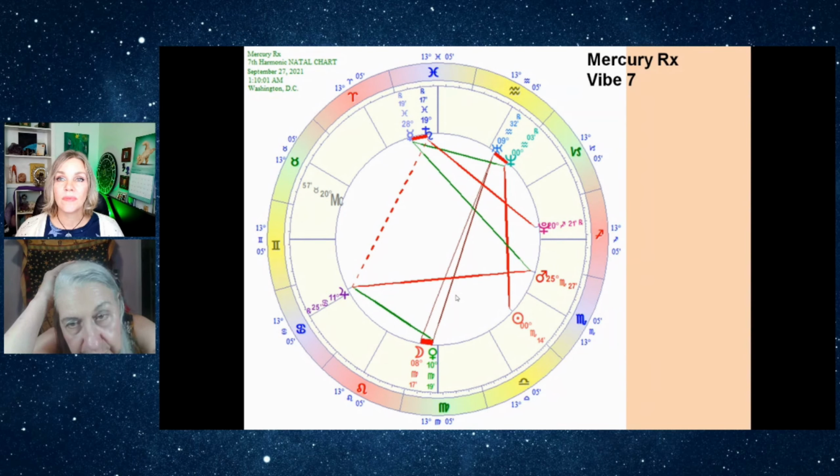You have to remember that vibration 7 is deep inner work. It's introverted, it's turned inside of yourself. This says that this retrograde period, you need to be prepared to work on yourself inside.